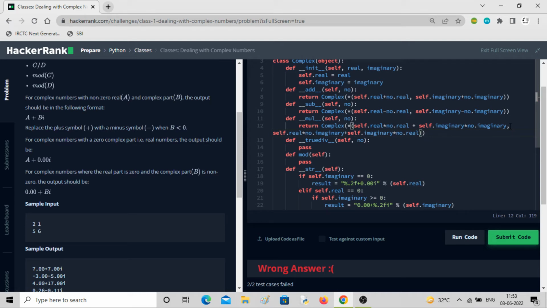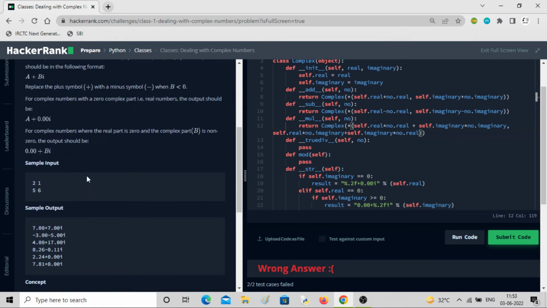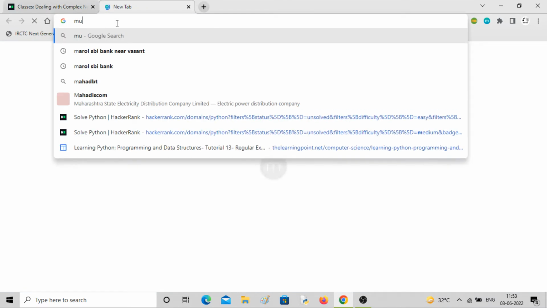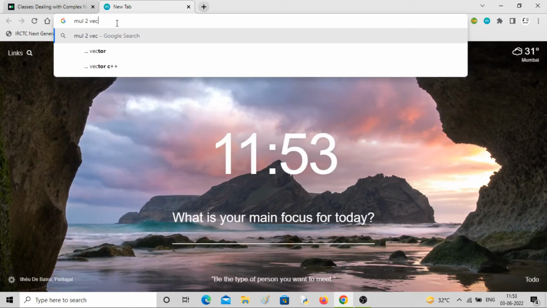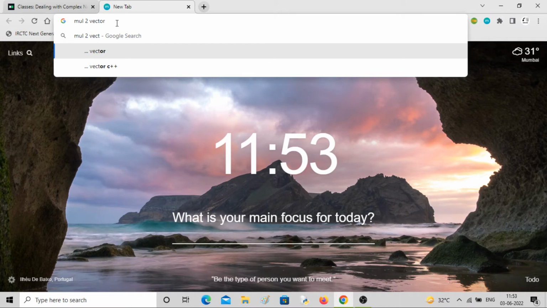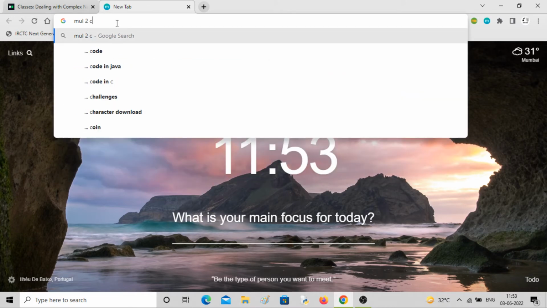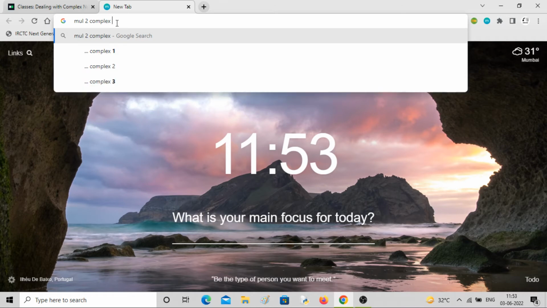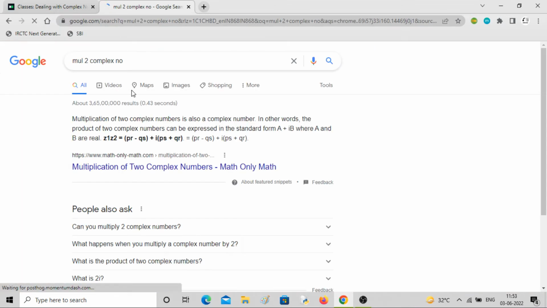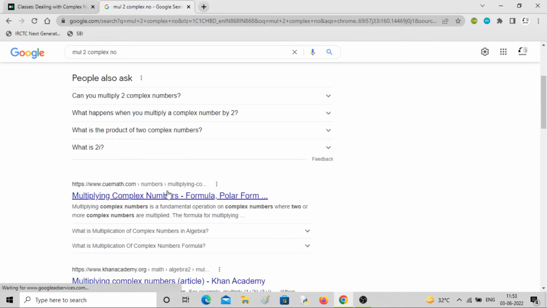So a plus bi and c plus di will multiply like this, with the multiplication of two vectors, not vectors, complex numbers. So here you can see this is what I have done. The sign will be taken care of by itself.